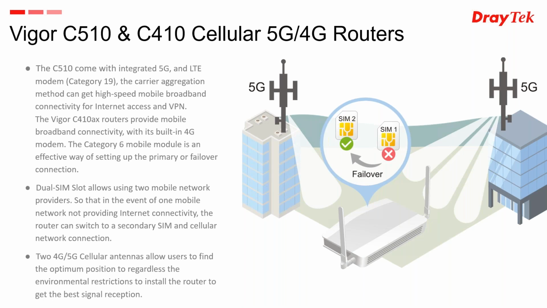What I mentioned earlier is that there is a dual SIM slot, so we can use 2 mobile network providers. If something happens with one network, a signal is down, then the router will try to switch to the second one. And if for some reason that's not available, or maybe there is no second SIM card, we can use an Ethernet port or 2 Ethernet ports to fail over to some other internet providers.